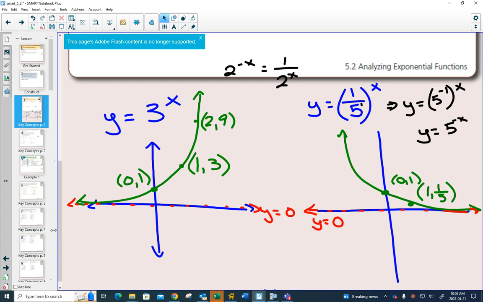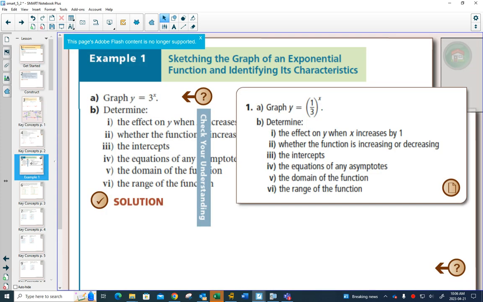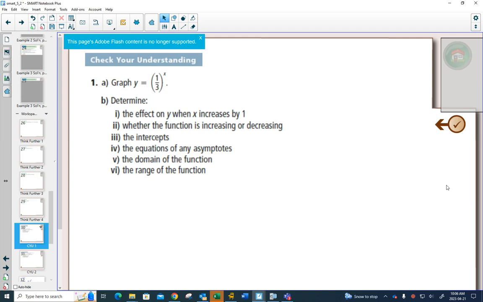And what this is going to do is these are going to be our parent graphs. We get to go back to our transformations unit and practice all of our stretches, compressions, translations for these graphs as well. So our starting point, we go to example 1, graph (1/3)^x.